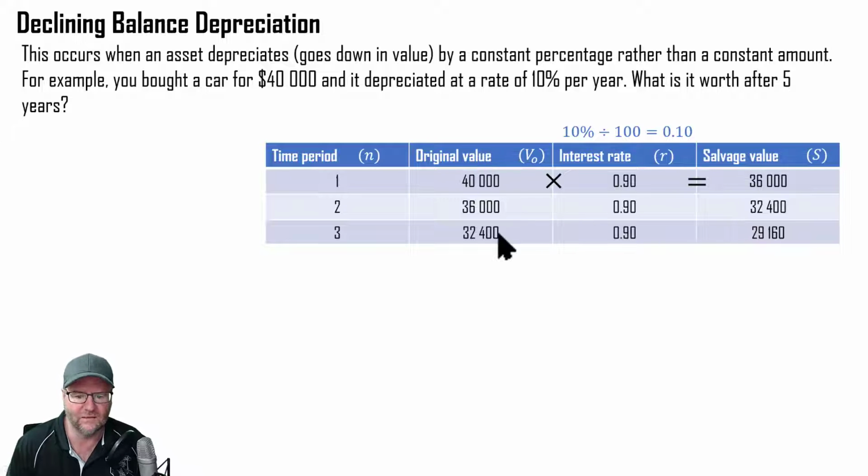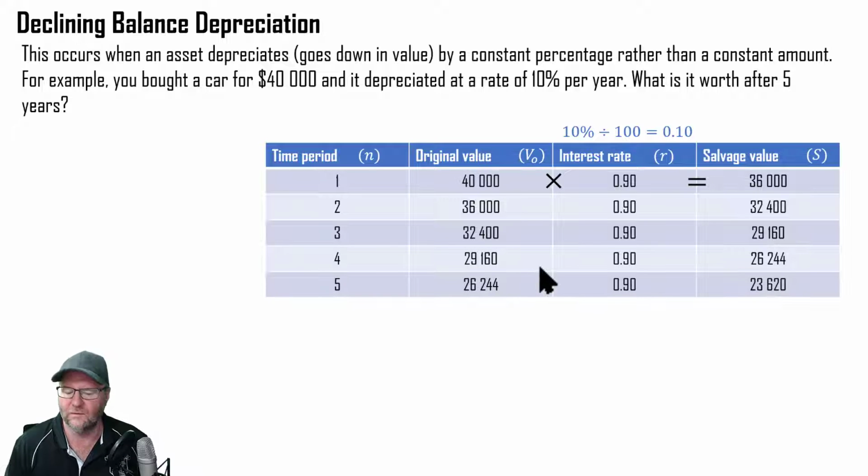So I'll drag that over here and repeat the process. Times it by 0.9. At the end of year three, it's worth that. Let's do the same. So that's the value at the start of year four. And hopefully you can just see the process has been repeated. Now, after doing this 5 times for 5 years, I've got down to a value of 23,620. Okay, every year just taking 10% off the previous year's value.